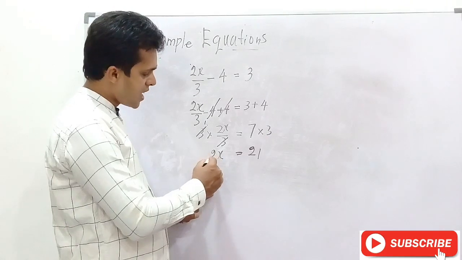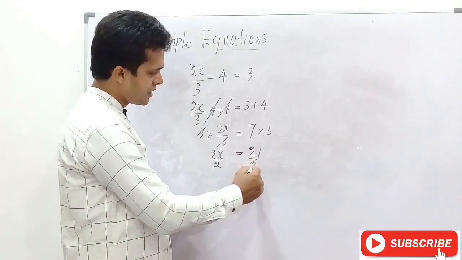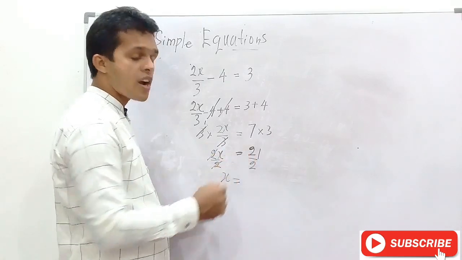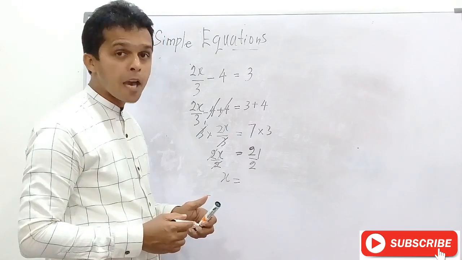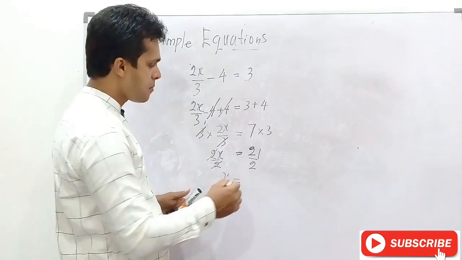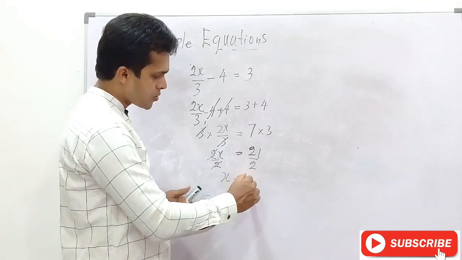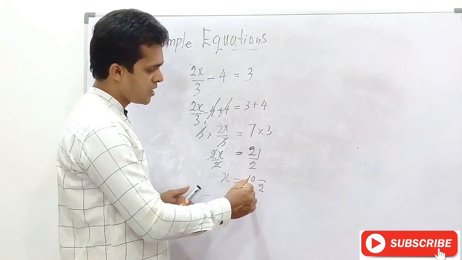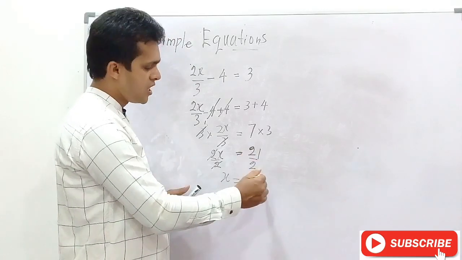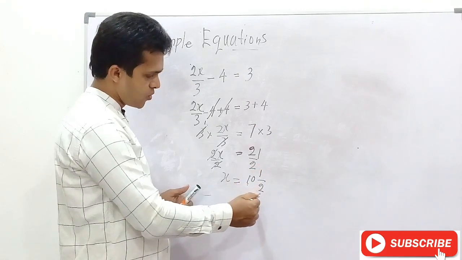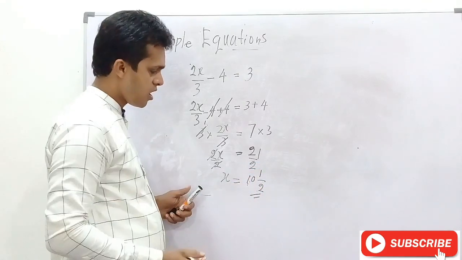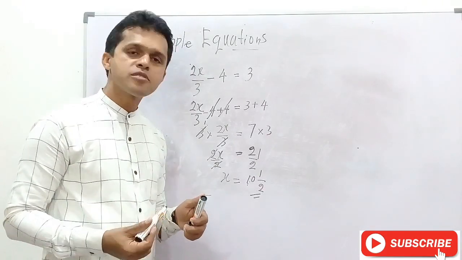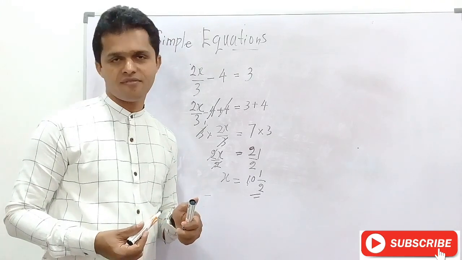Now both sides should be divided by 2. Simplify 2 and 2. The fraction 21 over 2 should be kept as a mixed number. In 21, how many times 2 is 10? 2 times 10 is 20. So for 21, you have to write 1 as the remainder. 2 times 10, 20, plus 1, 21. So the value of x can be written as 10 and a half. Okay.